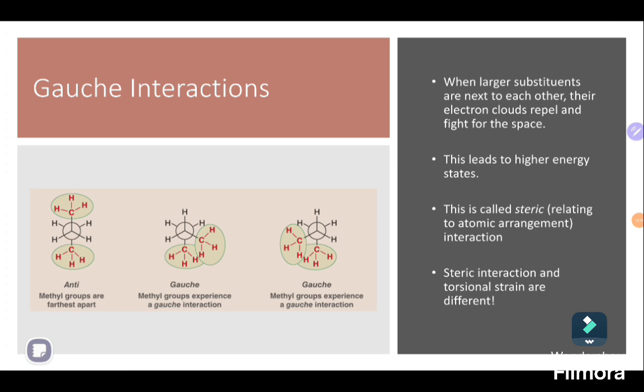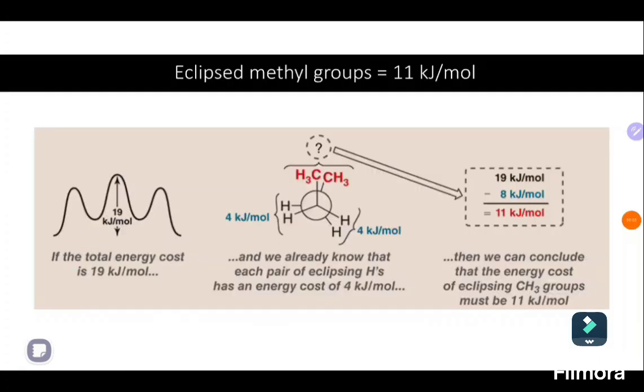Steric interaction and torsional strain are different. Torsional strain is the very first interaction we talked about for the Newman projections, and that had to do with molecular orbitals having favorable overlaps, whereas the steric interactions are the electron clouds of these large methyl groups actually bumping into one another. From that data, we can then deduce that the eclipse of the two methyl groups has a total energy barrier to rotation of 11 kilojoules per mole.